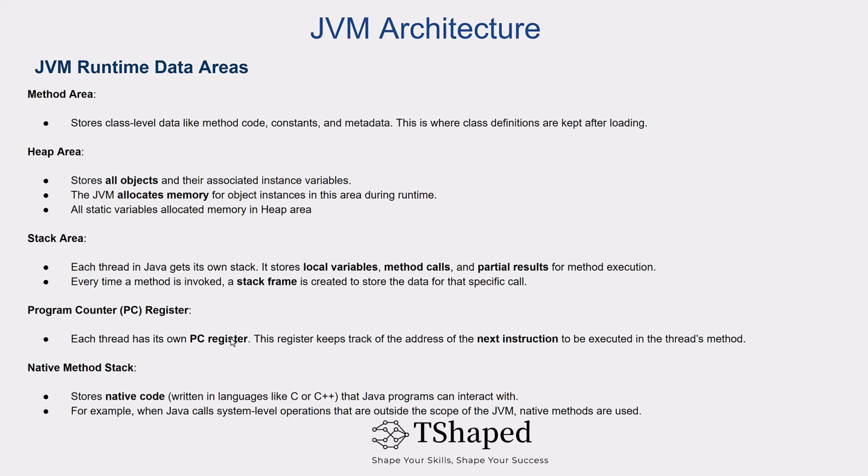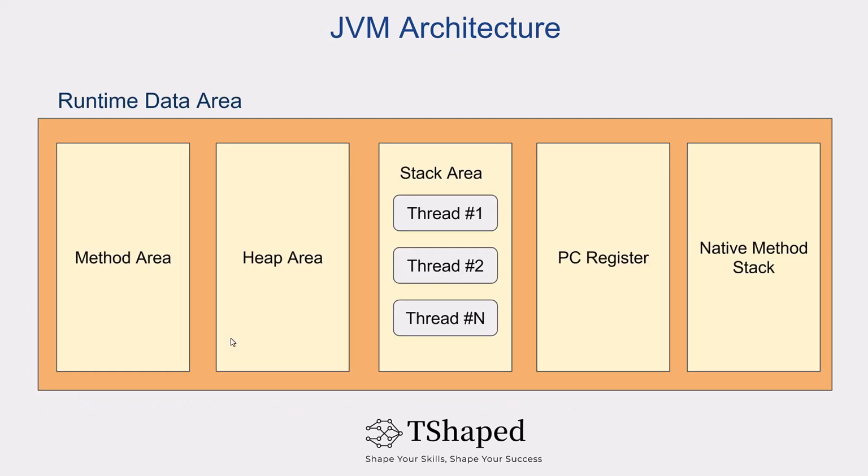Now, coming to the PC register, it will hold the address of each instruction which is to be executed going forward. So the PC register will maintain the address of every instruction which is to be executed. And coming to the native stack area, whenever you are using a library in your Java application which is coded in languages such as C or C++ other than Java, for such code, memory will be allocated on the native method stack. And this is the use of the 5 important runtime data areas.